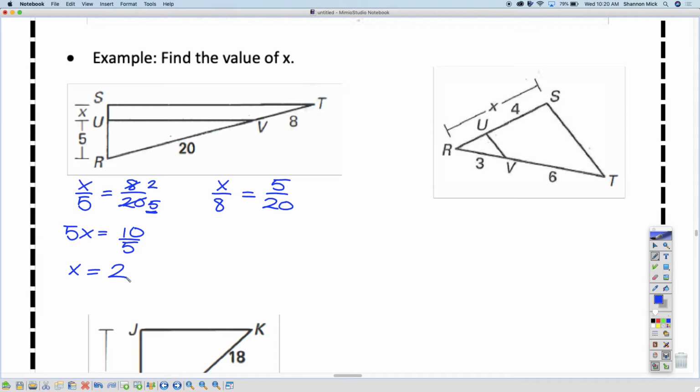Do you want to reduce 5 and 20? Nicole, this is the chance to save yourself. What does it reduce to? 1 over 4. Good job.